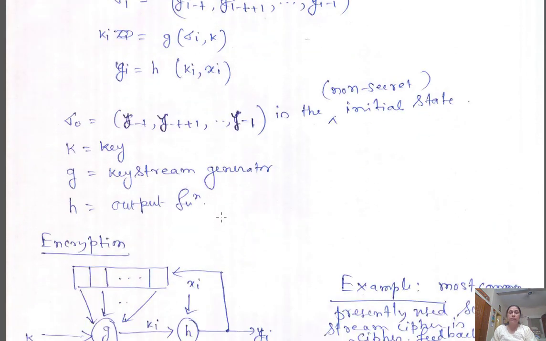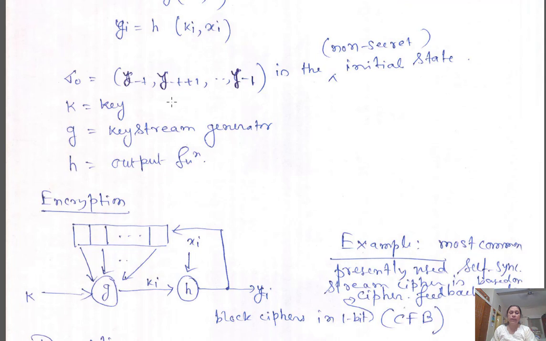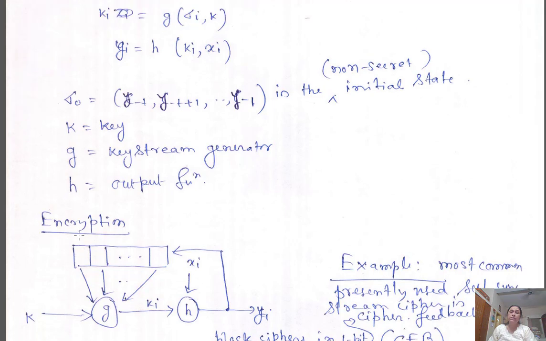So this is represented in this figure. Your key stream generator G takes the key and the previous T many Y values. This is the ith key stream digit it is generating, so it will take Y i minus 1, Y i minus 2, up to Y i minus T.